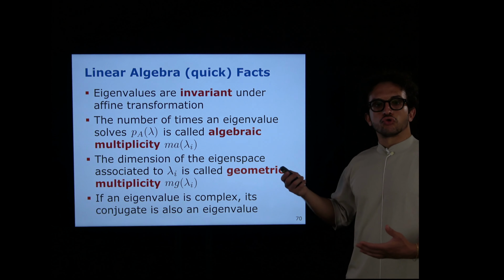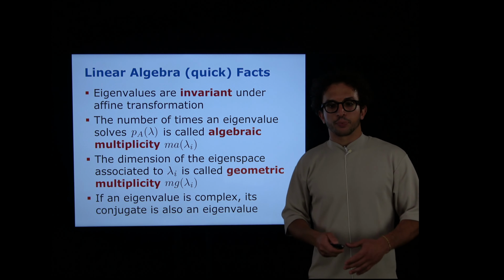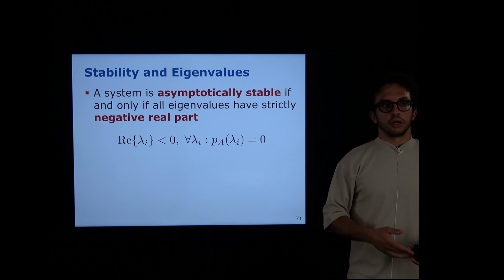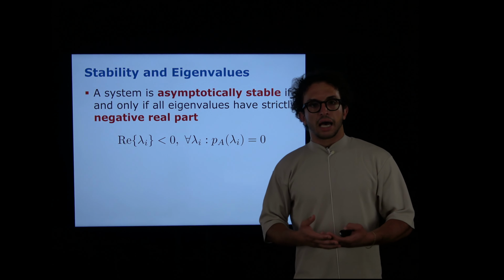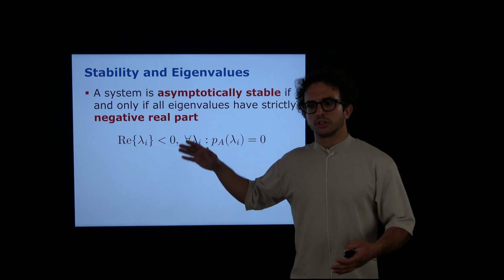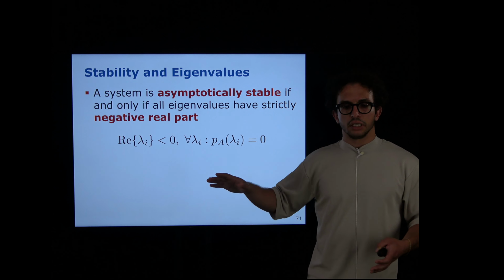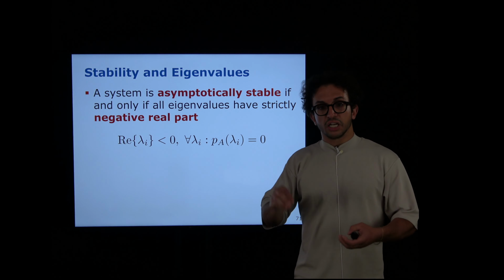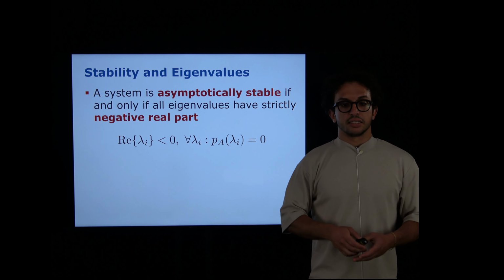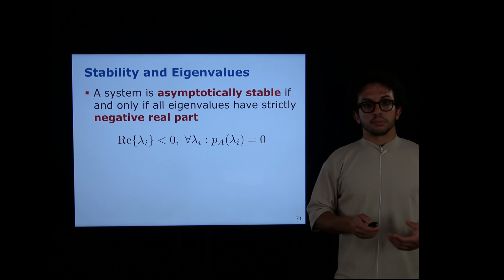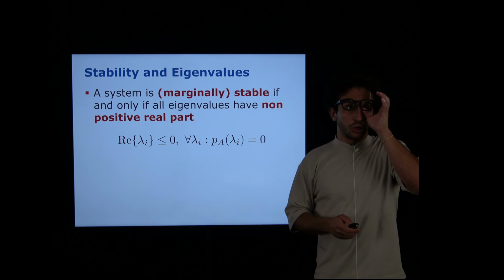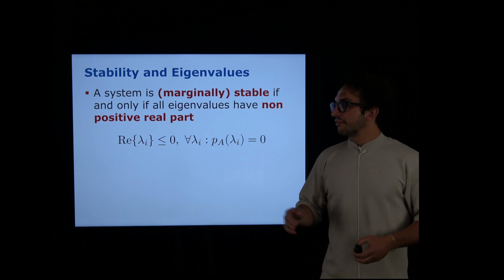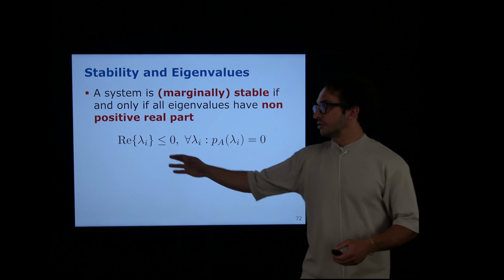How do eigenvalues relate to stability and to what we said before? Well, it's actually pretty simple. A system is asymptotically stable if all of the eigenvalues have negative real part. We don't care whether they are real or complex conjugate. This is absolutely irrelevant for the stability. What is relevant is that the real part has to be less than 0. And a system is said to be instead marginally stable, or just stable, the very first definition of stability that I gave you, if all eigenvalues have non-positive real part. So they could be 0.